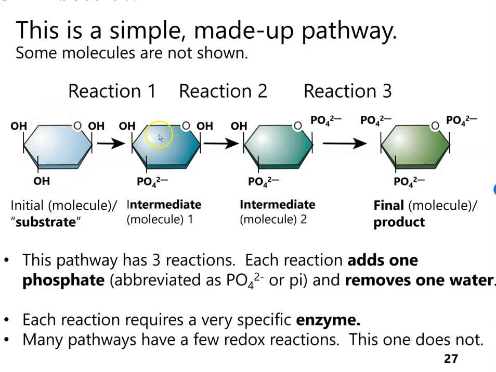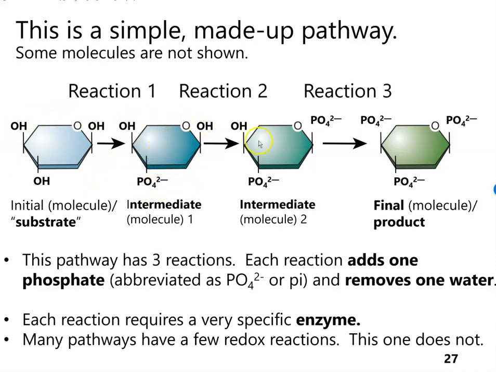And after the first reaction, it's different. So what this reaction has done is change this alcohol group, this OH, into a phosphate. And water would have been released. So this would have been converted to water and replaced with this phosphate. So we go from this molecule to this molecule, and the only difference is this phosphate.